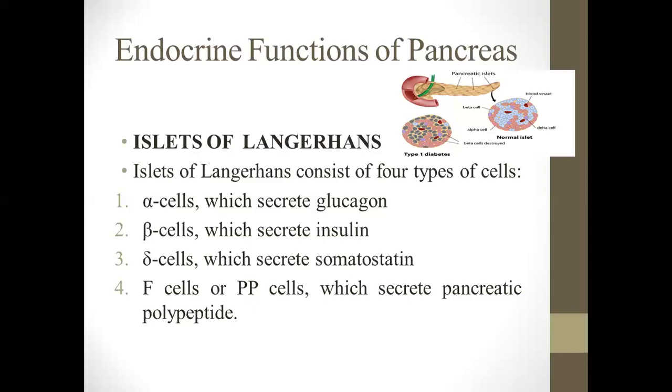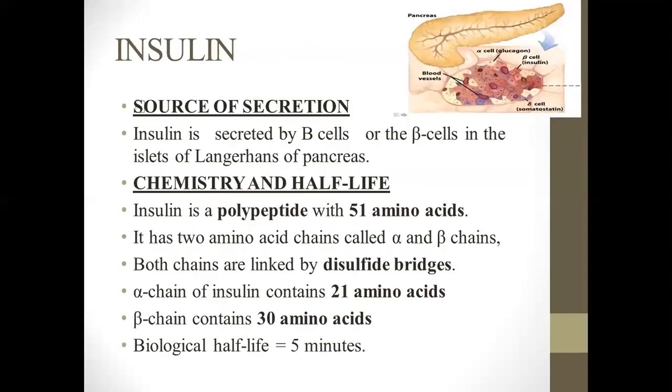So that was all about the exocrine secretion, and the endocrine secretion is basically from different types of cells present in the pancreas, which secrete their secretion directly into the blood. These types of cells are the alpha cell, beta cell, gamma cell, and PP cell.